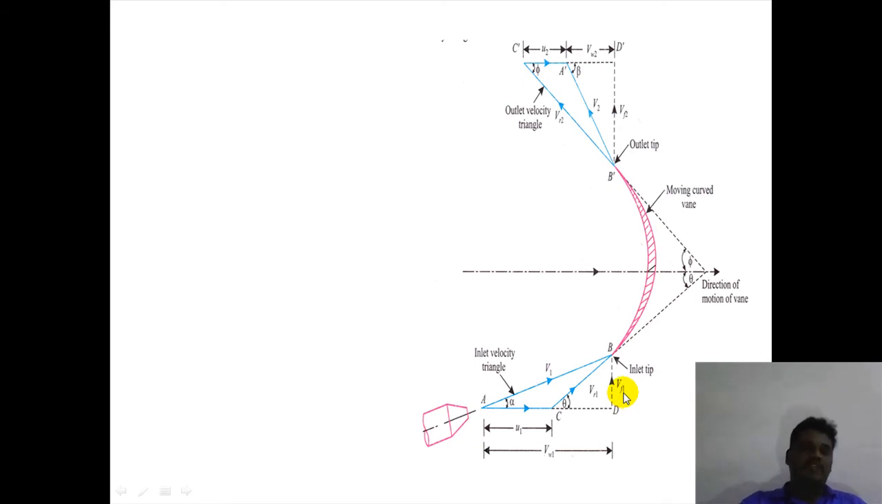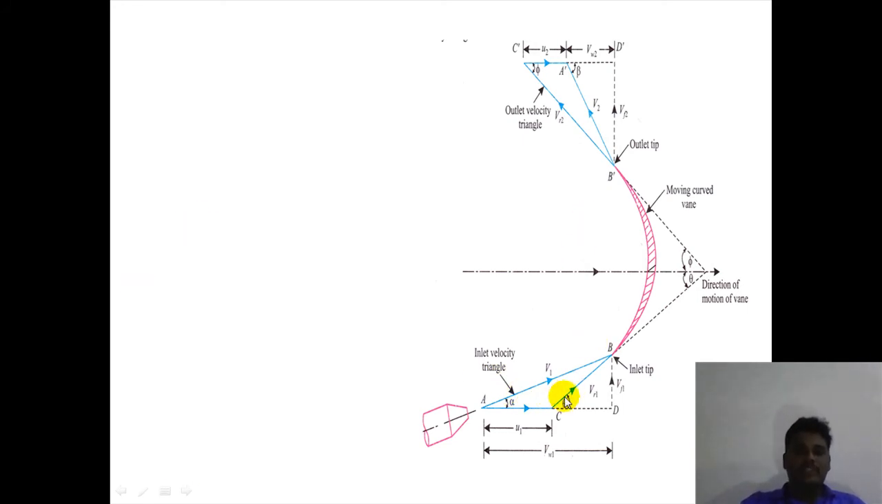The perpendicular component is called the flow velocity Vf1, and the parallel component is called the velocity of whirl Vw1. The velocity of whirl is the distance from the flow velocity to the absolute velocity. This is the inlet velocity triangle.